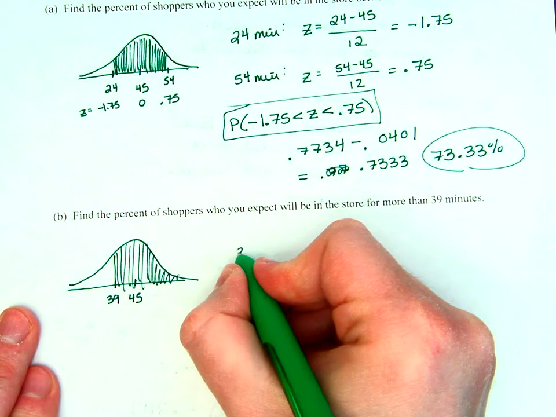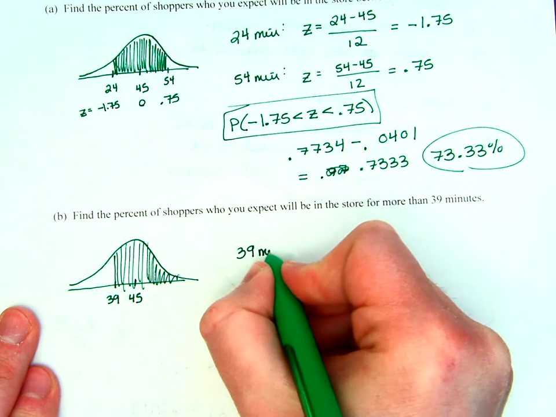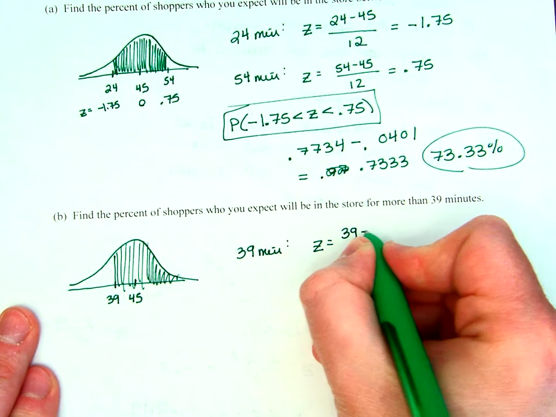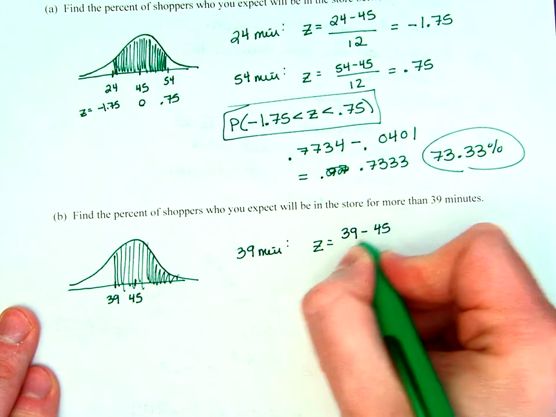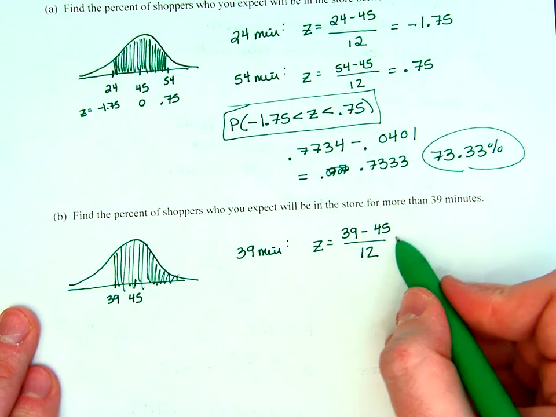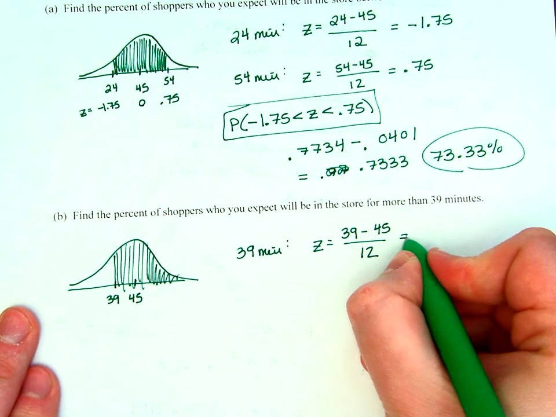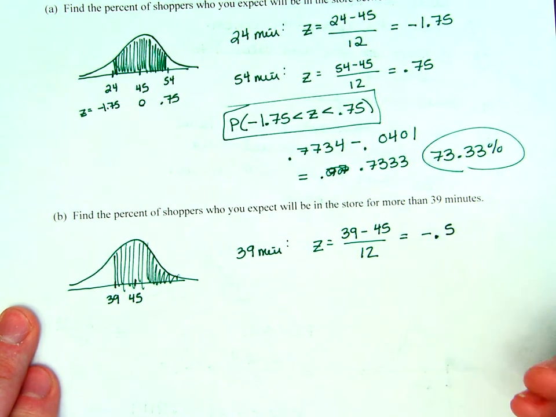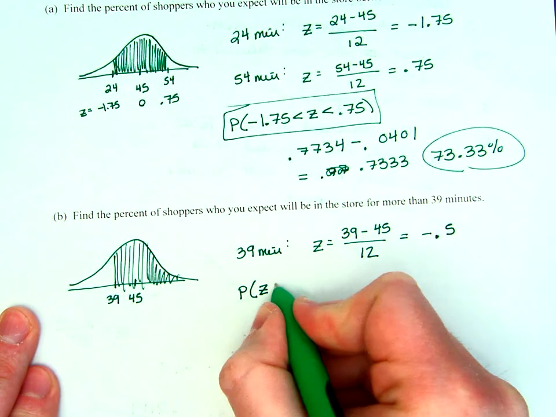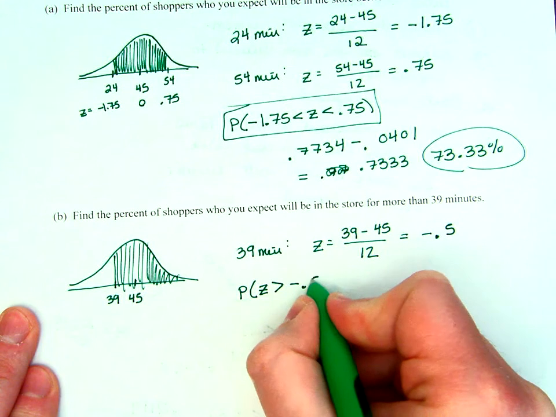Let me turn 39 minutes into a z-score. The z-score is going to be my data value, 39, minus the mean of 45 divided by 12. Negative 6 divided by 12, that's negative 0.5. So I want to figure out the percent of shoppers whose z-score is greater than negative 0.5.